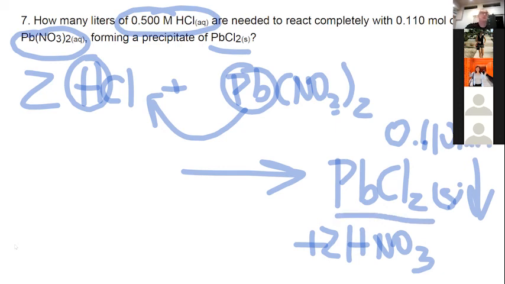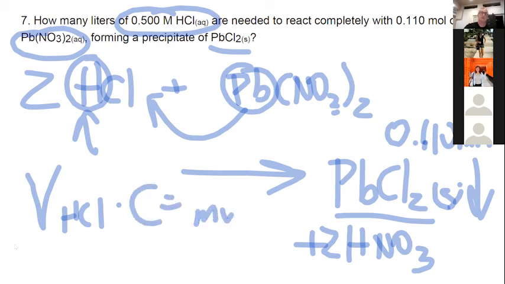Figure out how many moles of HCl you need using the balanced equation. And then you have a concentration here, so just figure out the volume using volume times concentration equals moles. That one's really straightforward. I gave you an easy one for the end.